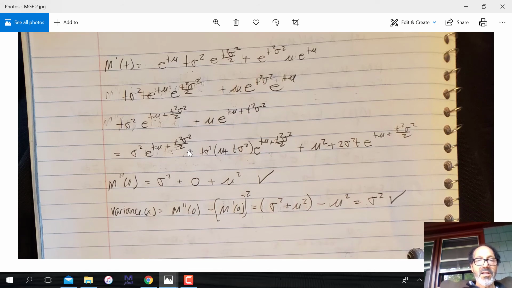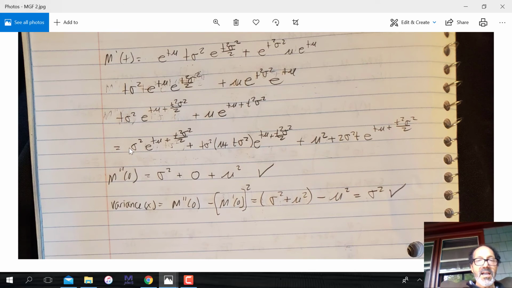Okay, so now we need to get the second derivative. So this should have a second derivative here. That's my fault, I didn't write that down. This should be the second derivative with respect to t. Again, we're going to use the power rule here. So we'll take the derivative of this first expression. So it's sigma squared, because this is with respect to t, and sigma squared is a constant. So it's sigma squared times e to the t mu plus t squared sigma squared over 2.